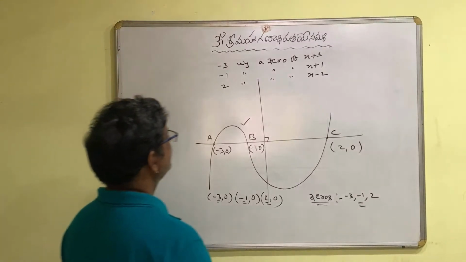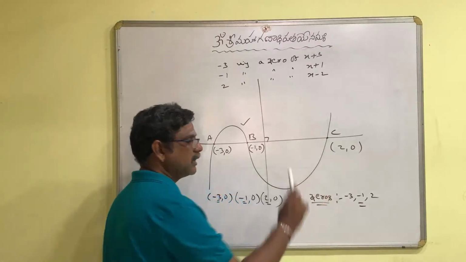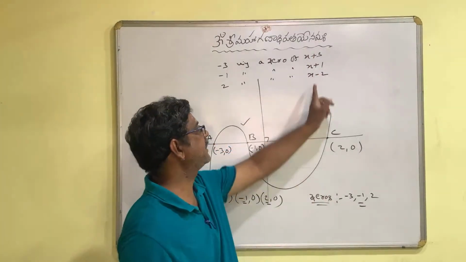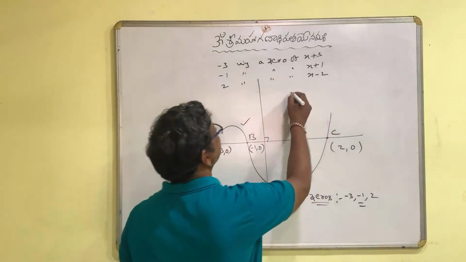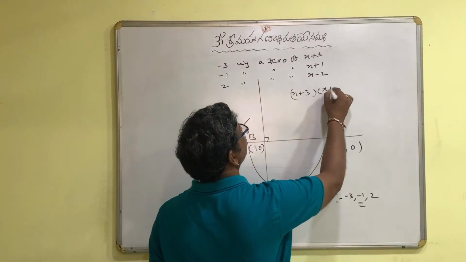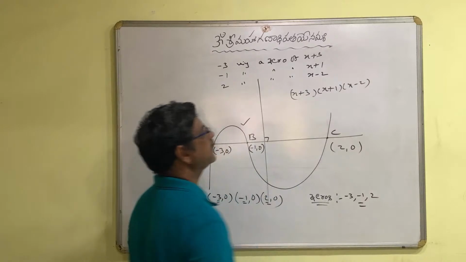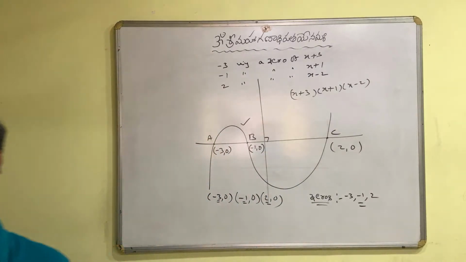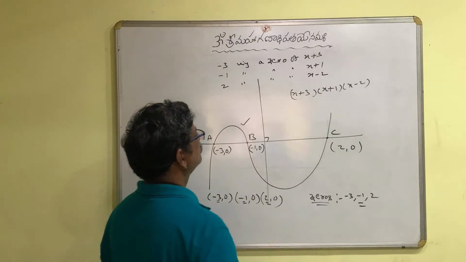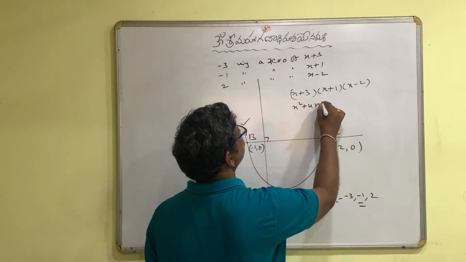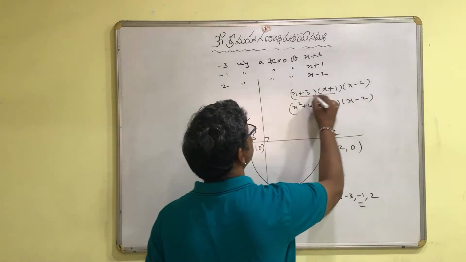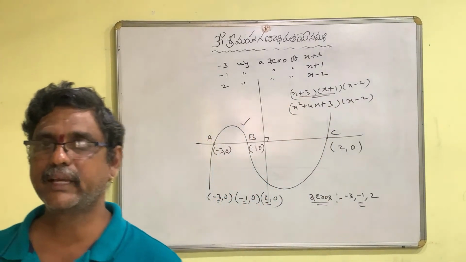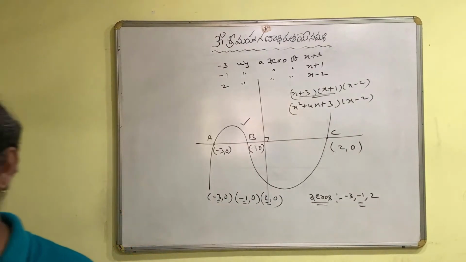Now, since these three are zeros of this polynomial, these three are factors of this polynomial. That is what I told you. So multiply all the three. x plus 3 into x plus 1 into x minus 2. Multiply them. So x square plus 4x plus 3 into x minus 2, correct? When we multiply these two, what will we get? x square plus 4x plus 3 into x minus 2.